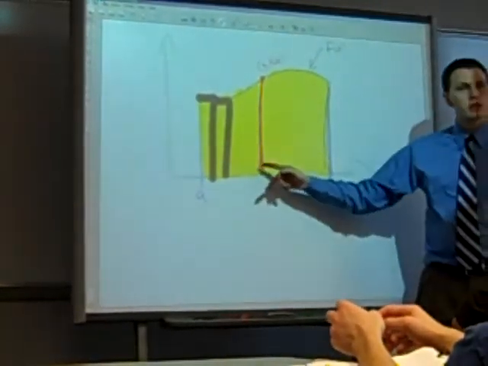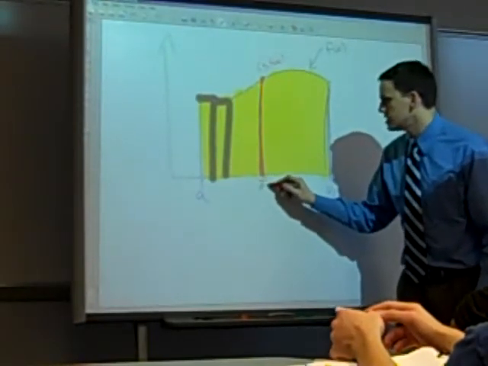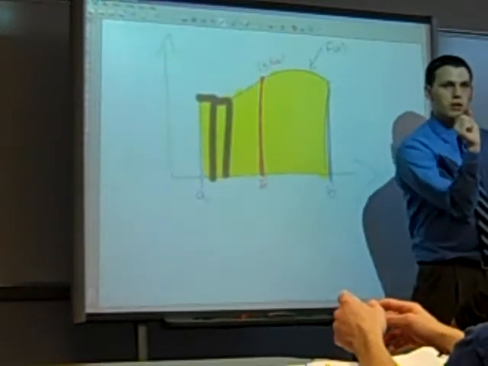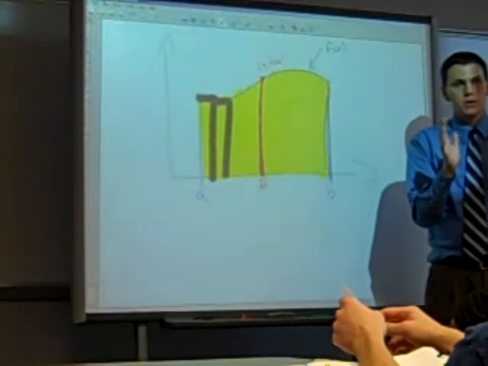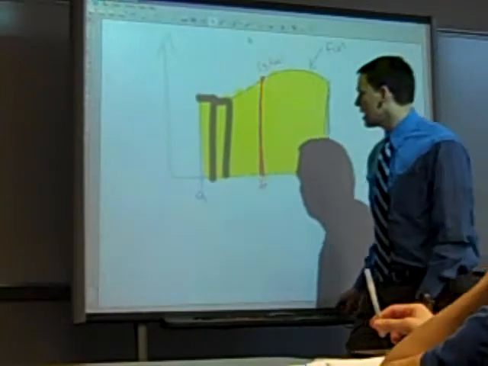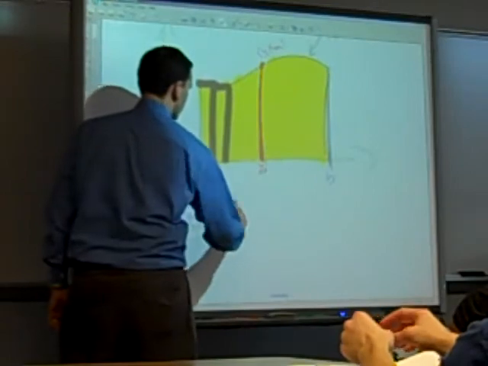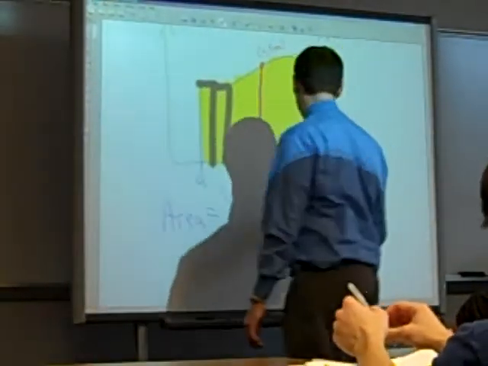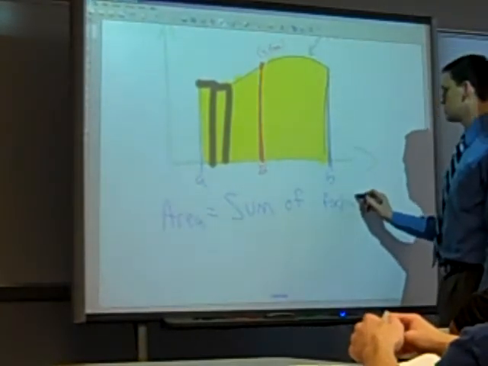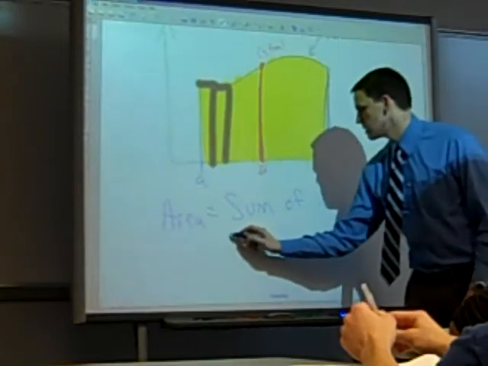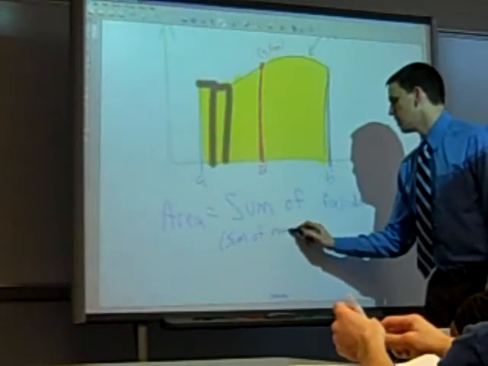And then the base of this really skinny rectangle, we're going to call dx, because dx is like our differential, our small little piece of x. So what's going on? There are limits going on in the background. And what we're saying is that our area is equal to the sum of f of x times dx, right? So that's the sum of many rectangles.